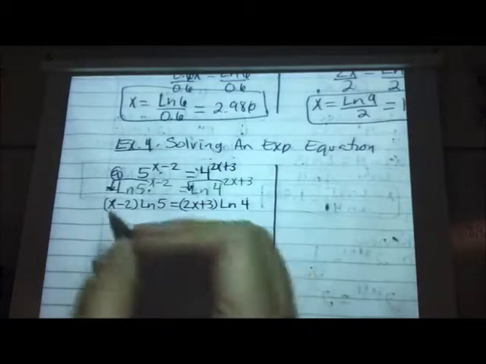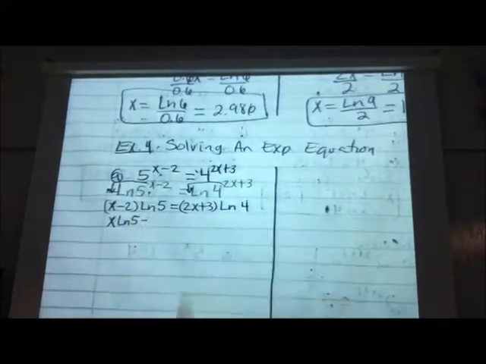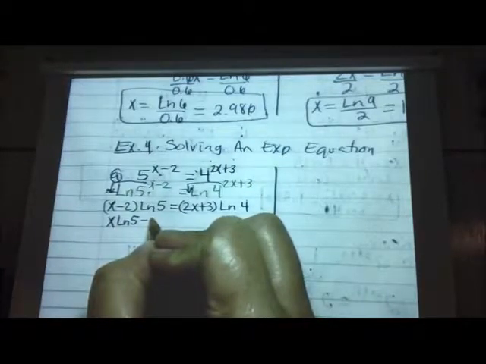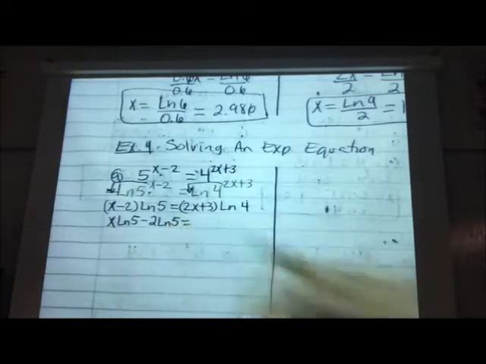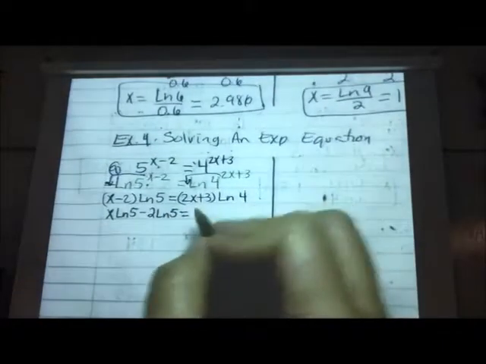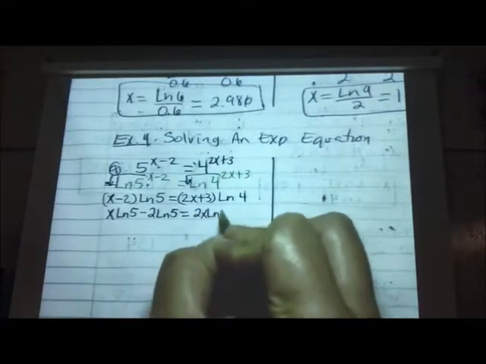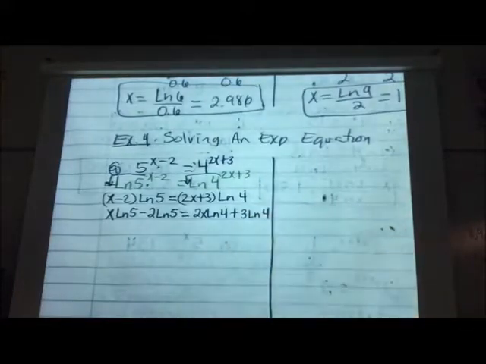Who do we distribute here? Five. ln 5. So this becomes x ln 5 minus 2 ln 5 equals 2x ln 4 plus 3 ln 4. So this problem just got crazy and it got long. And it's not going to get pretty until the very end.